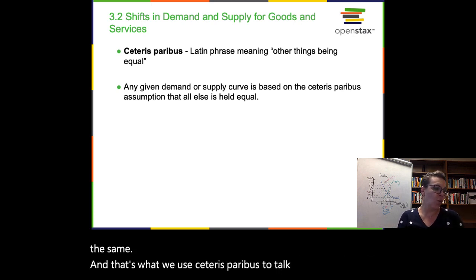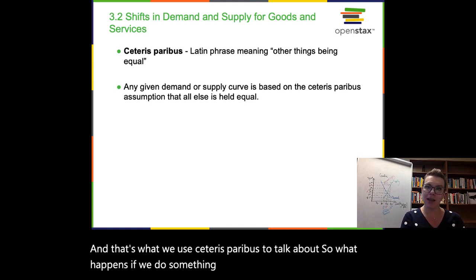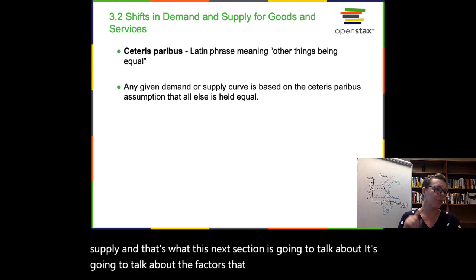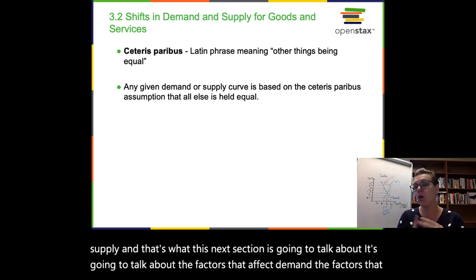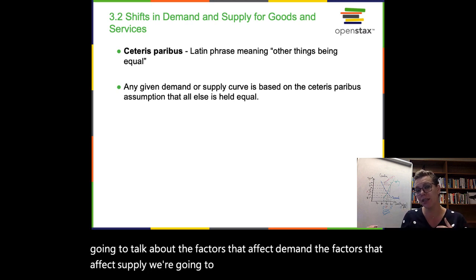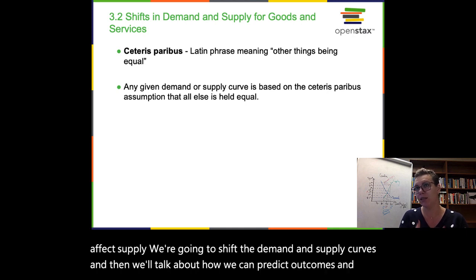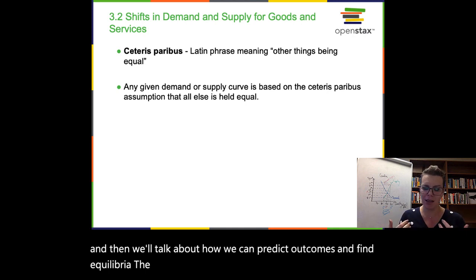So what happens if we do something that changes demand or changes supply? And that's what this next section is going to talk about. It's going to talk about the factors that affect demand, the factors that affect supply. We're going to shift the demand and supply curves, and then we'll talk about how we can predict outcomes and find equilibria, the other equilibrium in the future.